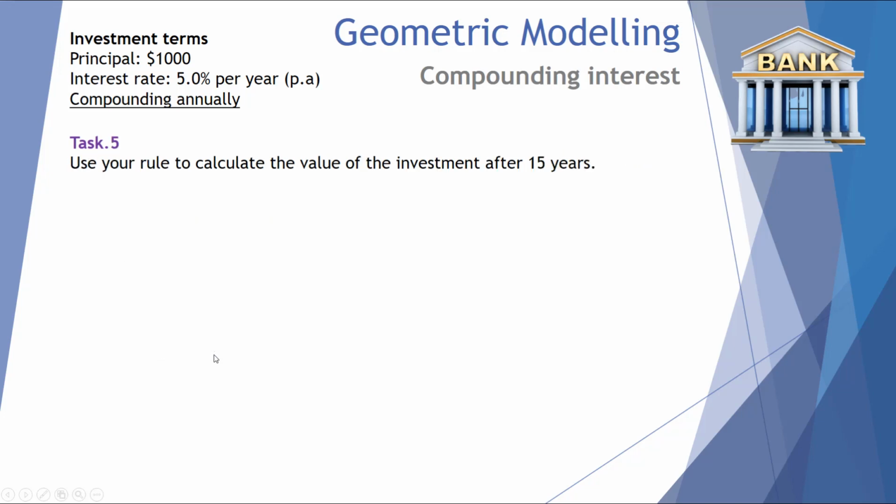Task number 5, let's use this rule to calculate the value of the investment after 15 years. So we want to know what is the value of this investment, V subscript 15, after 15 years. So the initial value after 0 years at the start was $1,000, and we now have an n of 15 years. Here's our rule that we just calculated. The future value Vn is equal to 1,000 multiplied by 1.05 raised to the power of n. So the value after 15 years will be 1,000 times 1.05 to the power of 15.